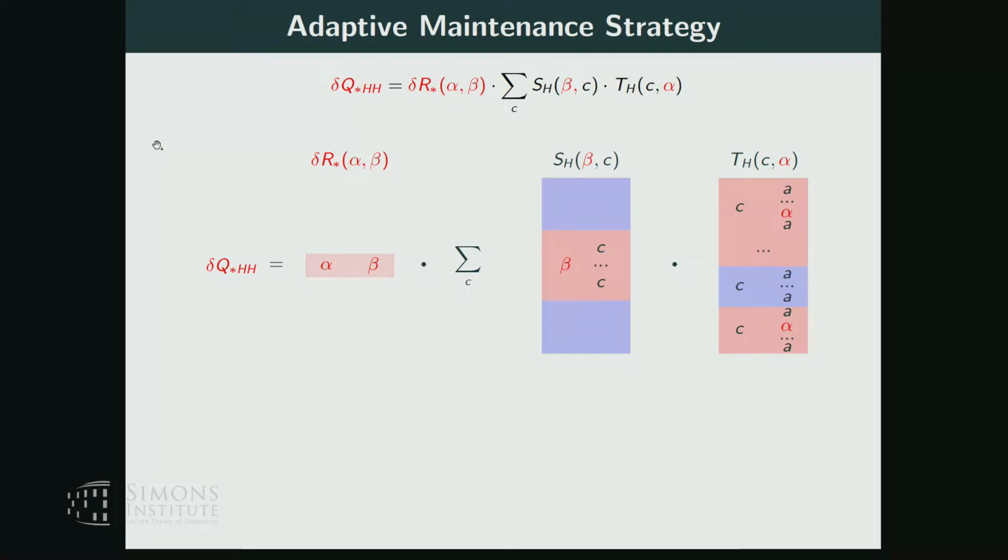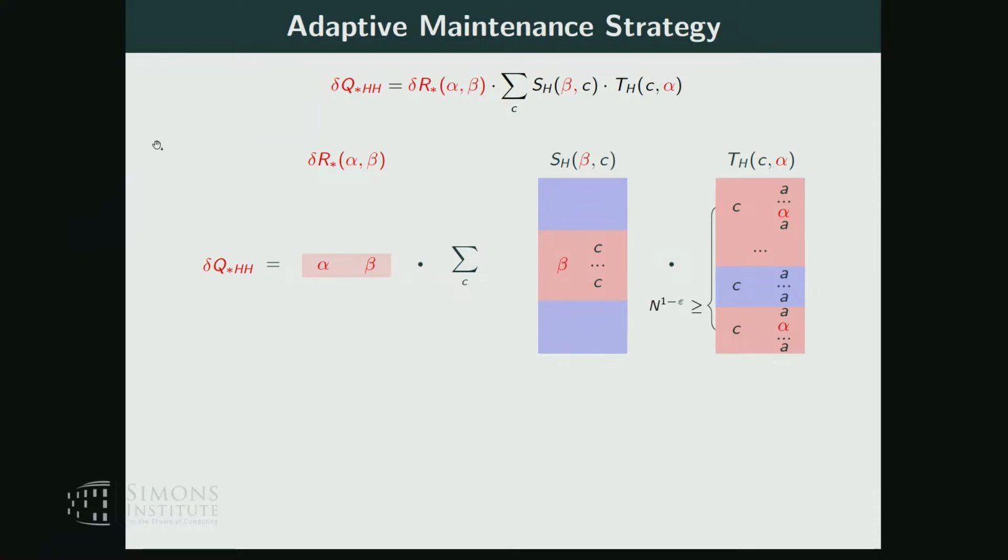But what happens here is that T being heavy on C tells us that we can have at most n to 1 minus epsilon C's. So this is the constraint we use at the moment. Then the update time becomes O of n to 1 minus epsilon. Why? Because we have to intersect at most n to 1 minus epsilon C's with these C's in here. And we take the minimum of the two.